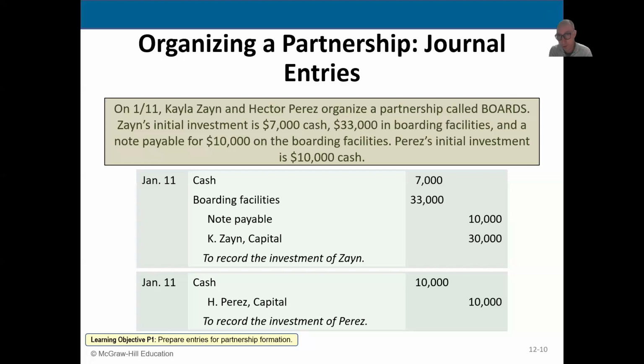First, let's do Kayla. We debit cash, $7,000. We debit building, $33,000. We credit note payable, $10,000. That gives Kayla a capital balance of $30,000. How did we get $30,000, you might be asking? We add up all of the assets, $33,000 plus the $7,000, that's $40,000. Minus the liability, $10,000. Gives her a balance of $30,000.